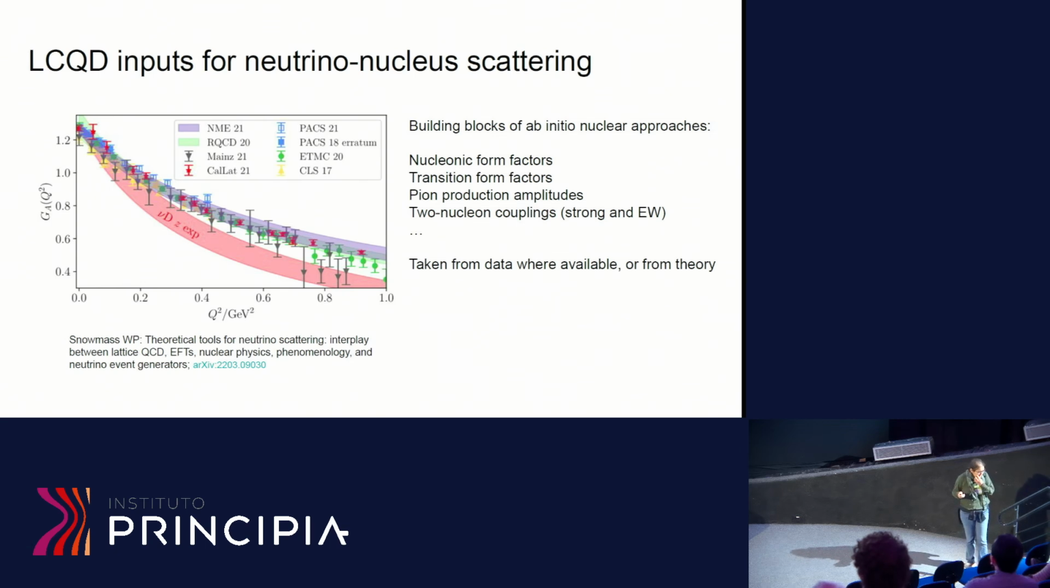Another point I would like to make is that the ab initio methods have inputs, and these inputs are anything that is related to the nucleonic property or hadronic coupling. So if they are available from experiment, we use the experimental data. That is, for example, the case of the electromagnetic form factors of the nucleons. But there are instances where they are not well constrained, and so one should in principle resort to a non-perturbative solution of QCD, such as lattice QCD calculations.